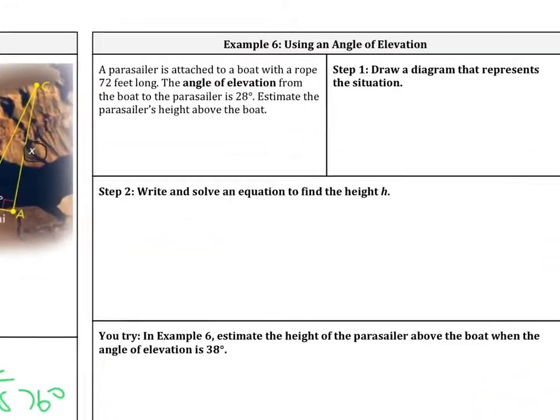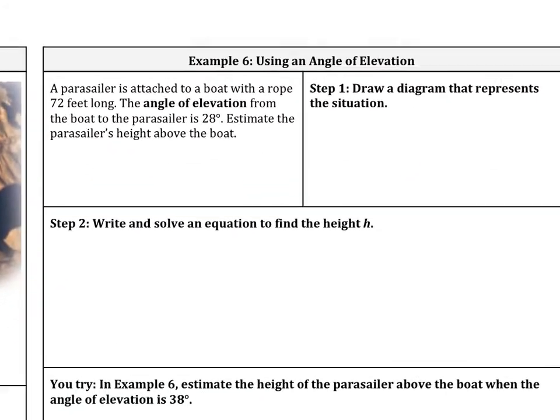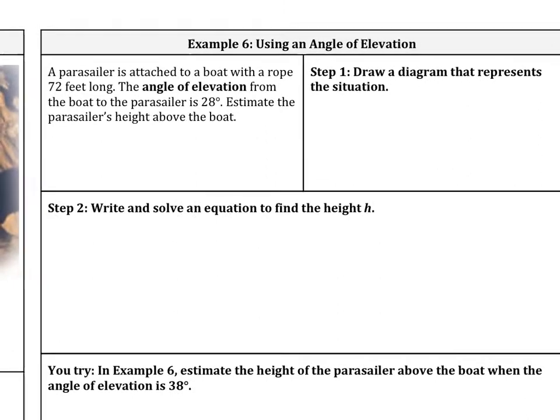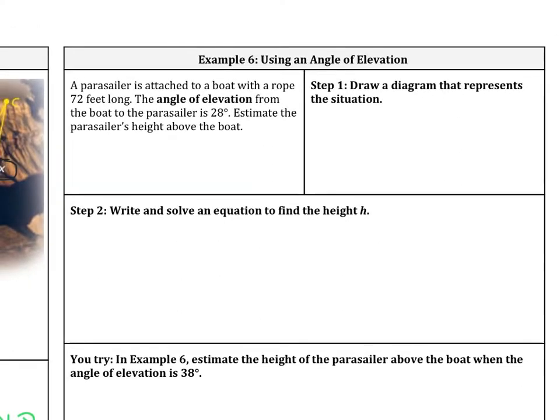So let's go ahead and use that though. So we're going to use an angle of elevation. A parasailer is attached to a boat with a rope, and the angle of elevation from the boat to the parasailer is 28 degrees. We want to estimate the parasailer's height above the boat. So the first thing you want to do is draw a diagram that represents this situation.